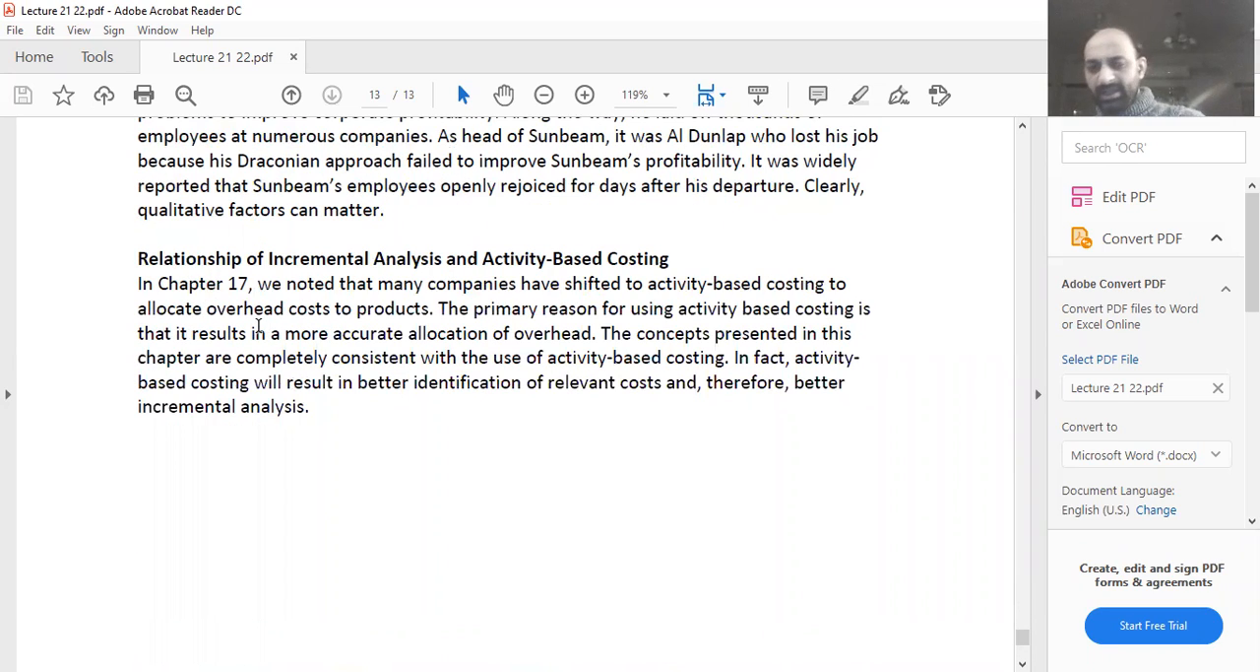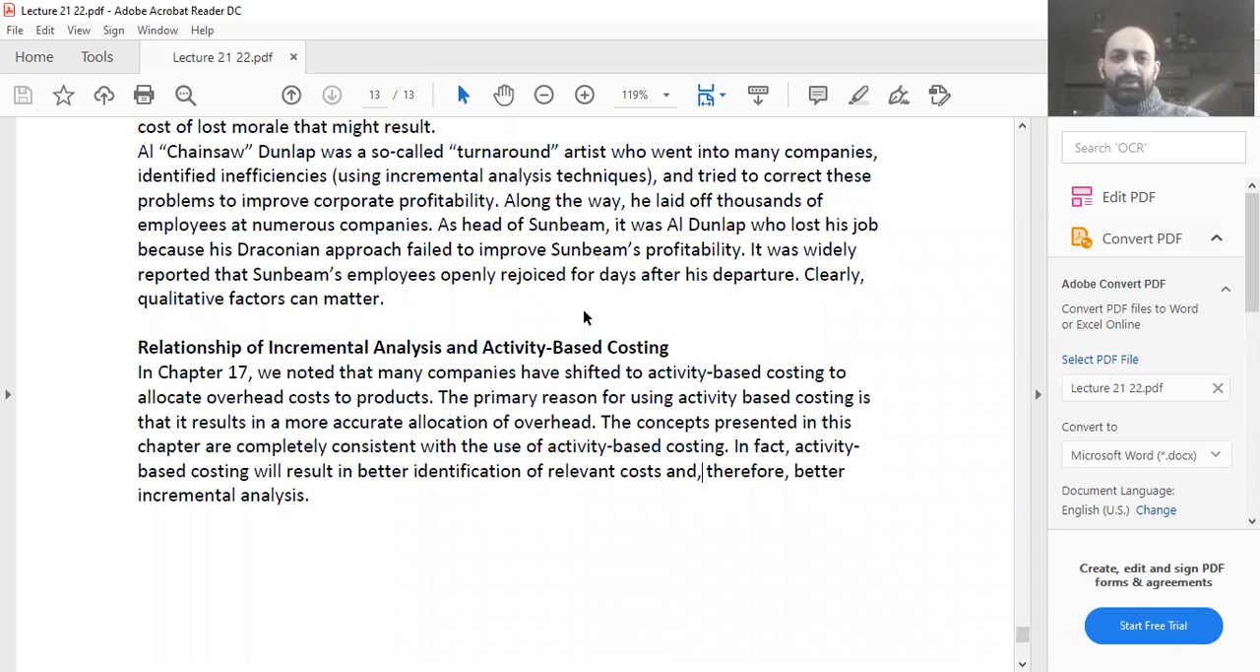If you remember, we did ABC activity-based costing in chapter 17. We noted that many companies have shifted to ABC to allocate overhead cost to products. The primary reason for using ABC is that it results in a more accurate allocation of overhead. The concepts presented in this chapter are completely consistent with the use of activity-based costing. In fact, activity-based costing will result in better identification of relevant costs and therefore better incremental analysis. So this is the end of incremental analysis.